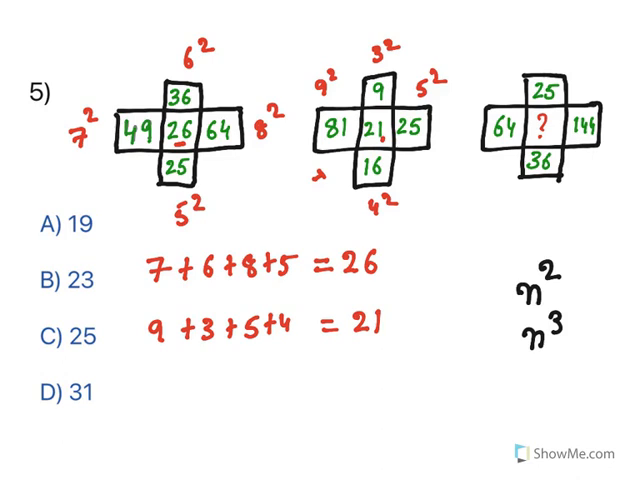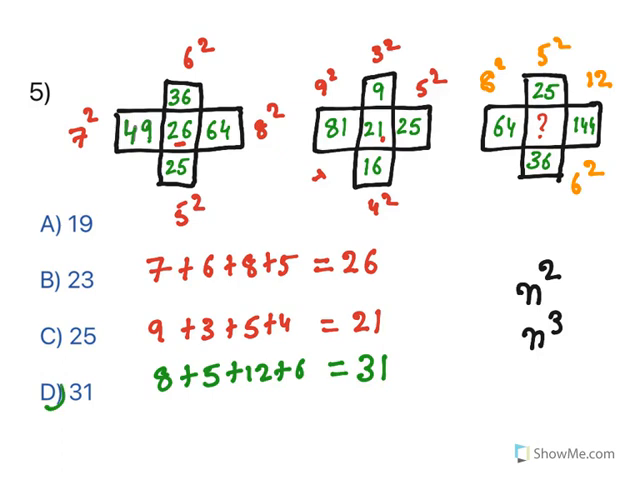Now what is 64? 64 is 8 square. 25 is 5 square. 144 is 12 square. 36 is 6 square. So add all these things. 8 plus 5 plus 12 plus 6. How much is it? 8 plus 5, 13. 13 plus 12, 25, 25 plus 6, 31. So this is the answer. So this is how you need to find it out.